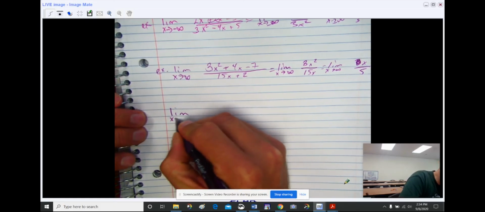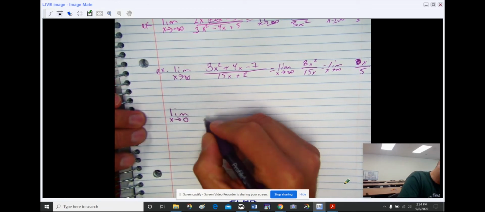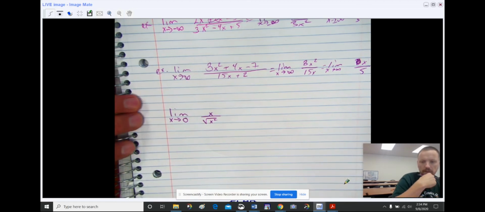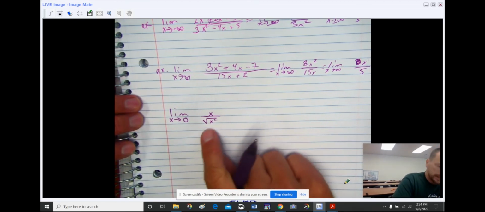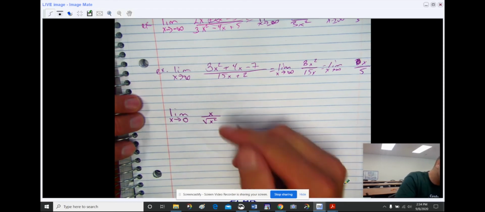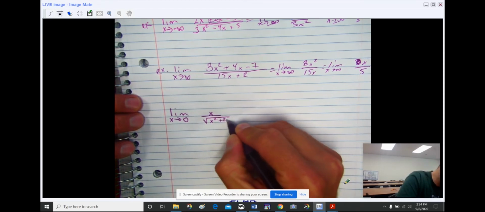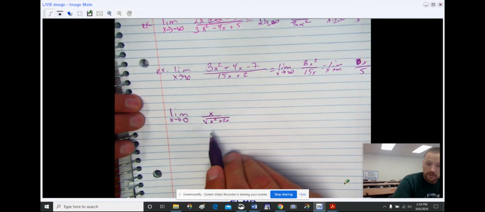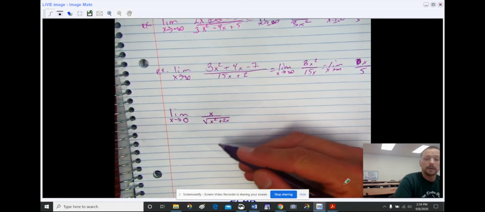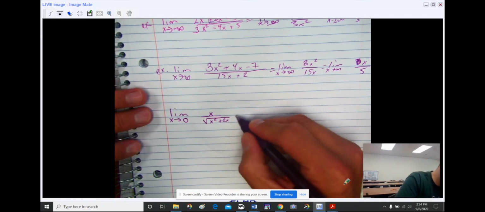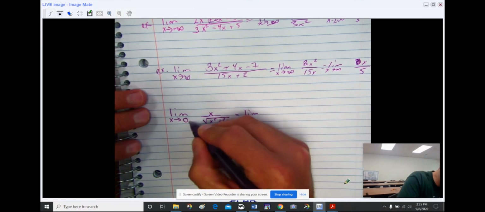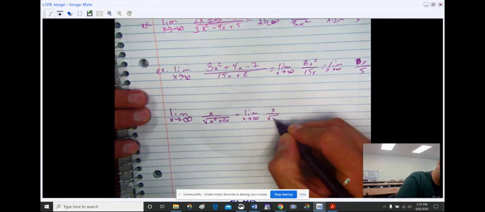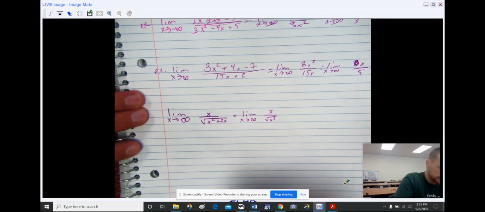For both directions. So limit as x approaches infinity, and we'll go with x over the square root of x squared. Okay. Now, square root of x squared. Well, you know what? Let's make it a little bit plus 2x. So again, in the long run, is that 2x going to matter? No, it's not going to matter. So this is going to be the limit as x approaches infinity of x over radical x squared, because that 2x won't matter in the long run.